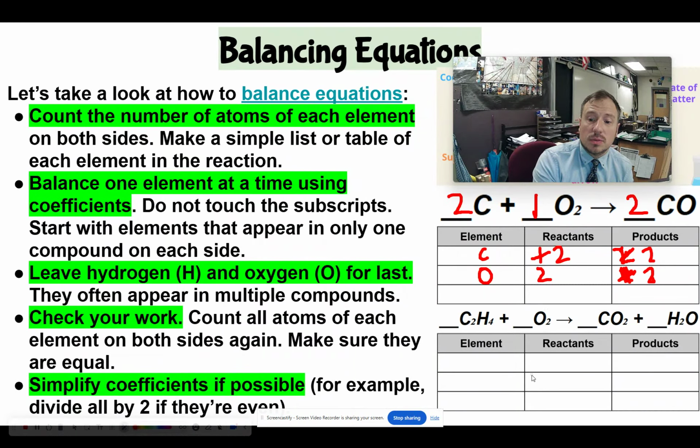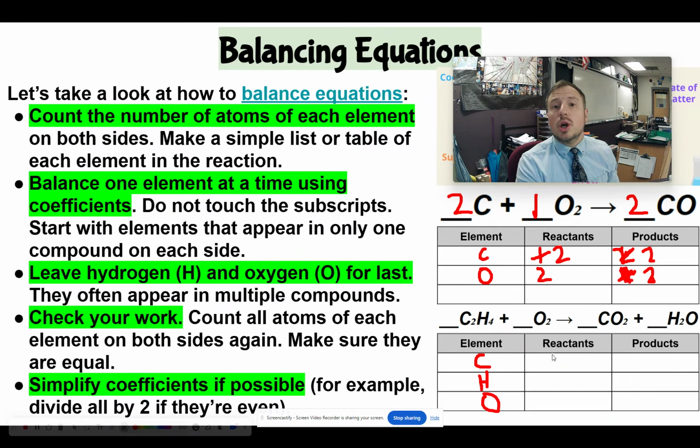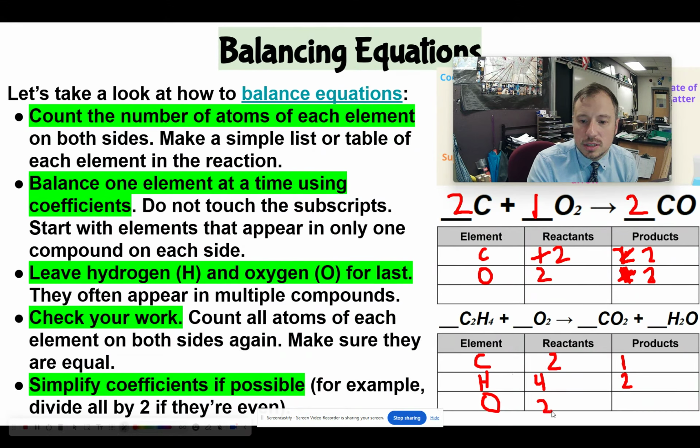Now let's take a look at the next one down here. So this is a combustion reaction. So I have 3 different elements: carbon, hydrogen, oxygen. So now I'm just going to start by counting them. I'm just going to assume the coefficients are 1. So I've got 2 carbons, I've got 1 carbon here. I'll write them off to the left, so I'm going to change them. I got 4 hydrogens here, and I've got 2 hydrogens here, and I've got 2 oxygens, and I've got 3 oxygens here. A little tricky because I've got oxygen in carbon dioxide and that water molecule.